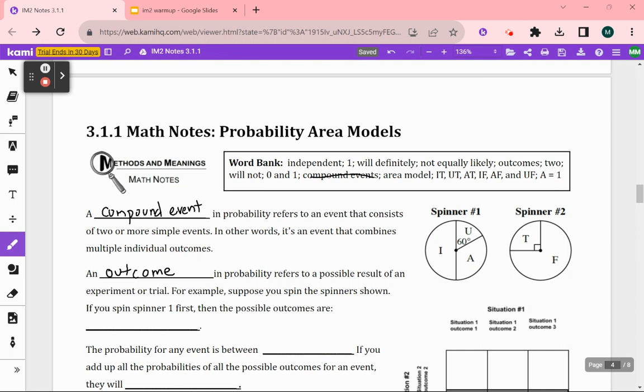For example, suppose you spin the spinners shown. If you spin spinner 1 first, then the possible outcomes are, okay, here are the spinners. Spinning 1 first means that the first letter would come from spinner 1. So we're either going to have IT or UT or AT. Or we're going to have IF or UF or AF.